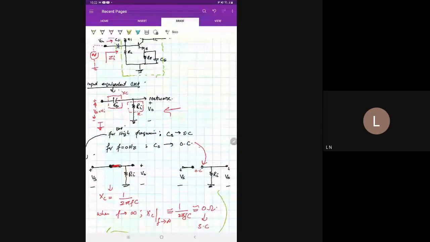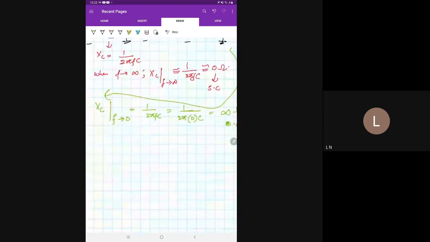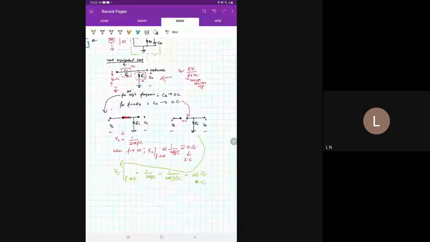So if we try to apply a voltage divider network rule, the output of a voltage divider network would be V output equal to R times V input divided by R plus XC. This is the voltage divider output.